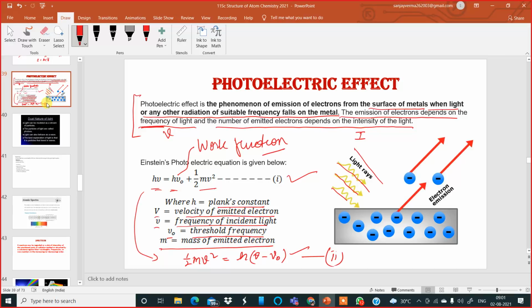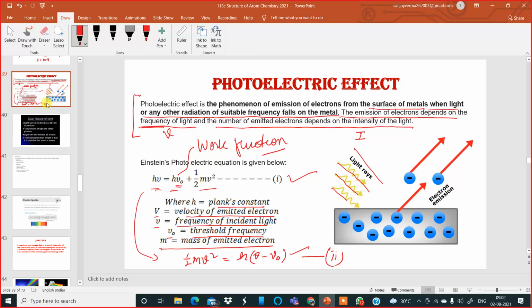As I have told you, this v0 is the threshold frequency, and hv0 is called the work function. It is the energy required to overcome the attractive forces of the metal on the electrons on the surface. So remember that also. That has to be overcome, then only electrons will be emitted from the metal surface.